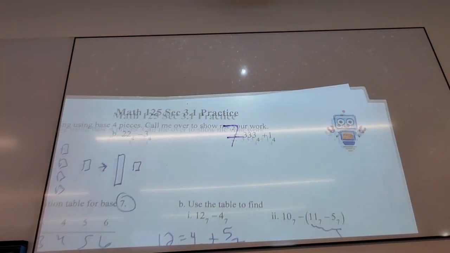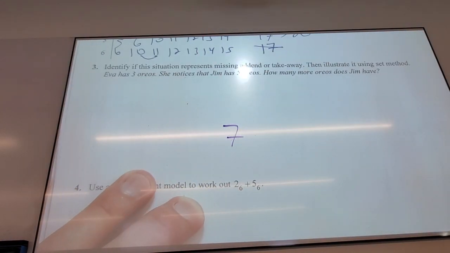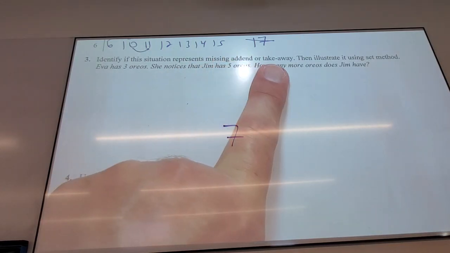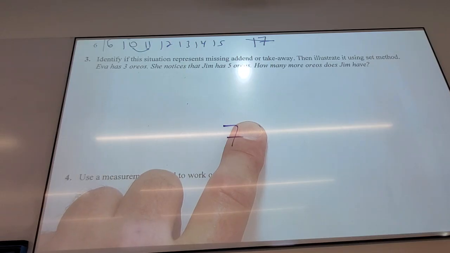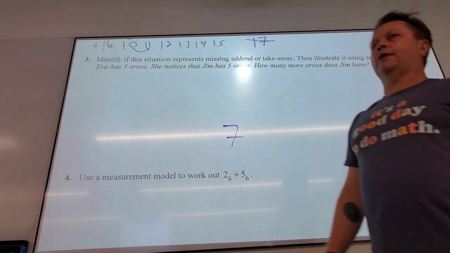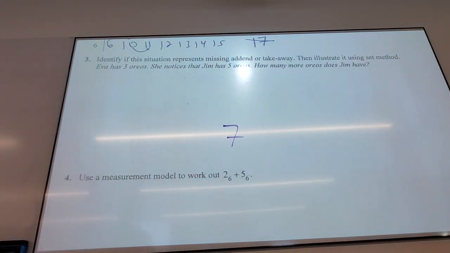By the way, whoever were the robots, I'm on your team for the moment. This one, was it missing addend or take away? Technically you could argue one, but there's one that just immediately is the right answer. Eva has 3 Oreos. You can pretend to be Eva. You're sitting down, you have 3 Oreos. You feel pretty good. Hopefully some milk, right? You look over, there's Jim sitting next to you. He's got 5 Oreos. You're not all that great with numbers yet, but you know that's not fair.